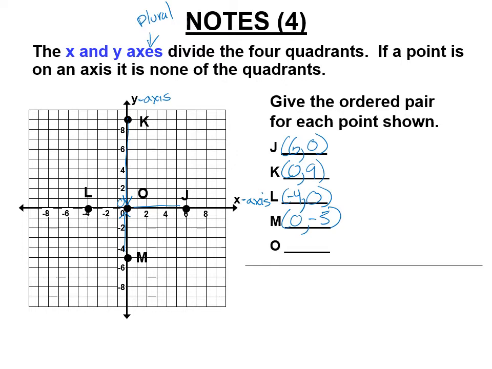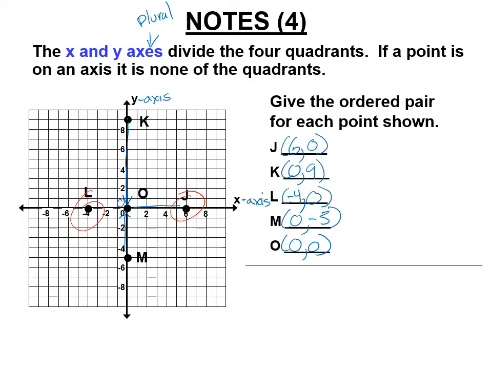Where is O? That's 0, 0, right? And don't write 2 zeros on the graph because it just gets too crowded. But notice all of these had zeros in it. If you have a 0 in your points, it means it's on one of the axes. If it's on one of the axes, it has 1 or 2 zeros, right? J and L are on the x-axis. The y-coordinate is 0 in them. And K and M are on the y-axis. The x-coordinate is 0. It's the opposite.